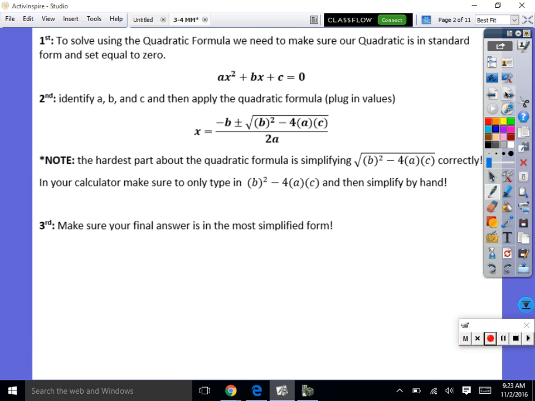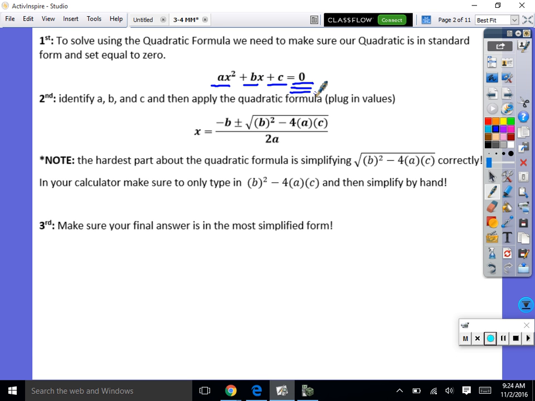Okay, so next thing here is how to solve using the quadratic formula. So these are the steps. To solve using the quadratic formula, we need to make sure our quadratic is in standard form and set equal to 0: ax squared plus bx plus c. It needs to be in that order, and most importantly, it needs to be set equal to 0.